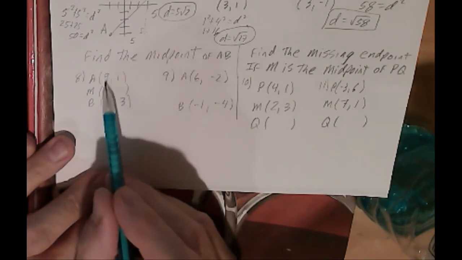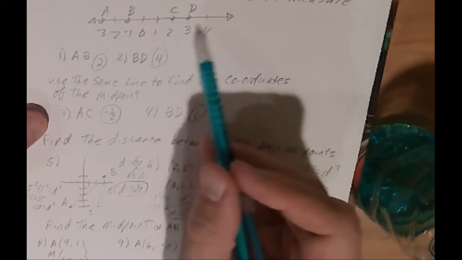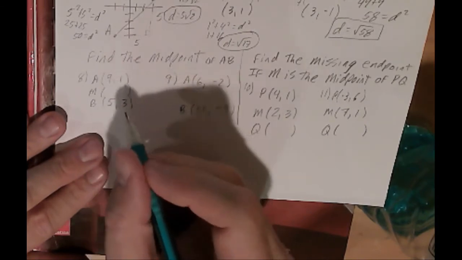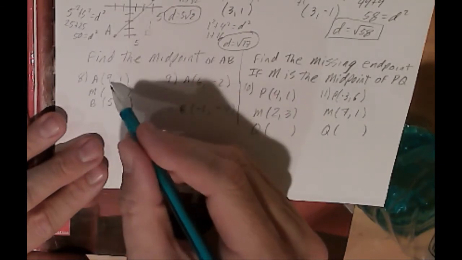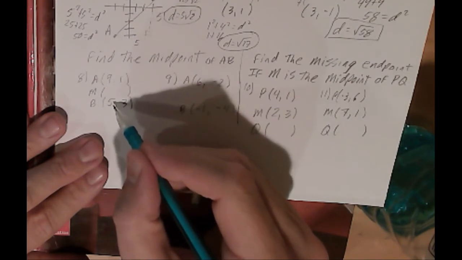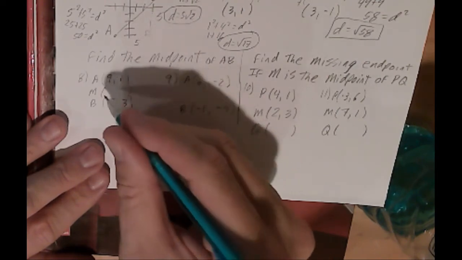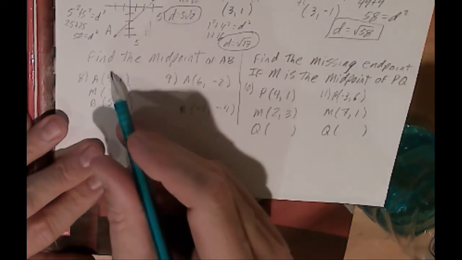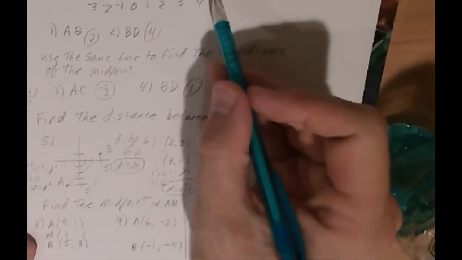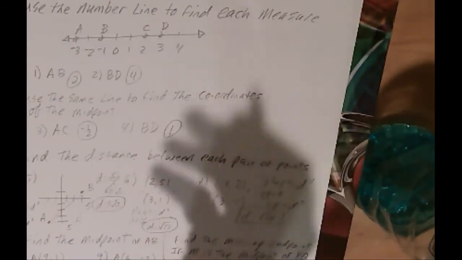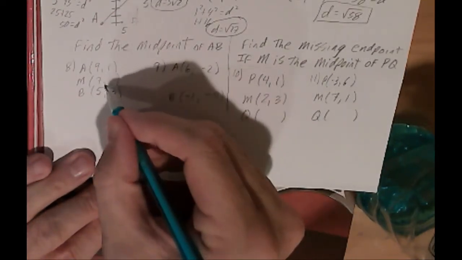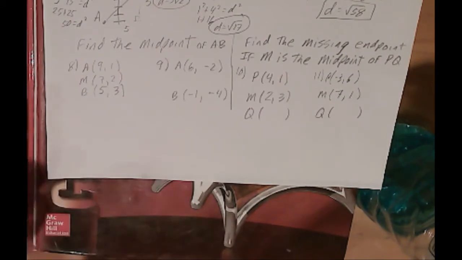Look at the 9 and the 5 and go back to the original problem. Imagine 9 and 5. How many spaces would that be? 9 minus 5 is 4, right? That's 4 spaces, but it's the midpoint, so we're only going to go halfway down. Halfway down, so 7, right? Because 7 is the midpoint between the 9 and the 5. Midpoint between 1 and 3, what does that look like? 2? Okay, so there's your answer.